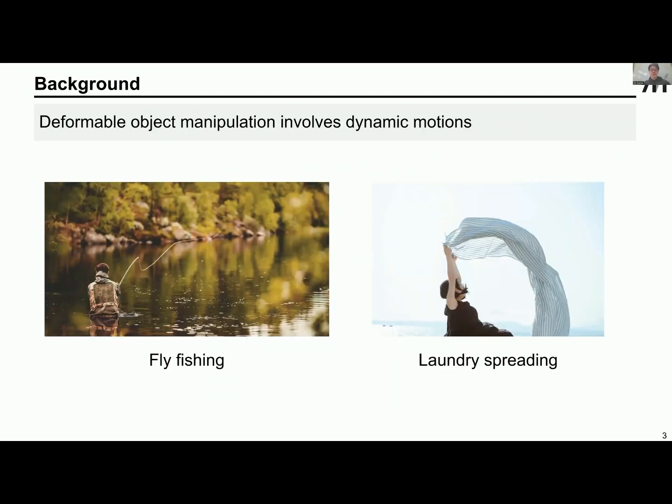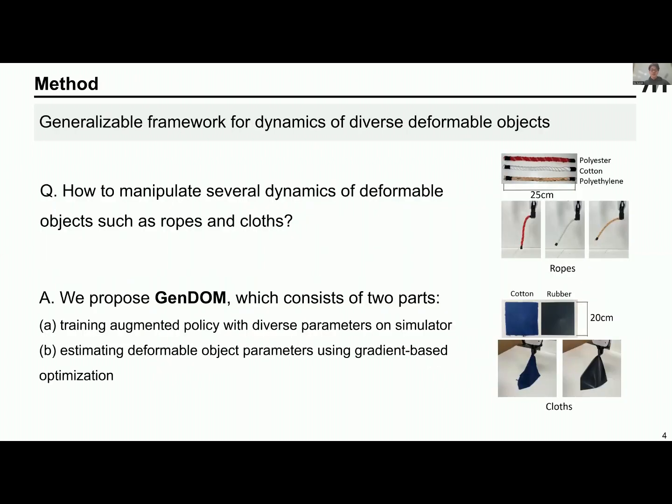These tasks are particularly difficult because they require an understanding of the object dynamics before any manipulation. Applying incorrect force can lead to significant and unpredictable deformation of the object. Humans can easily grasp these dynamics with just a few trials, like swinging the object, or they may already understand the dynamics from previous experience. The question then arises: how can we enable robots to achieve dynamic manipulation of various deformable objects such as rope and cloth? We propose GenDOM, which consists of two parts.